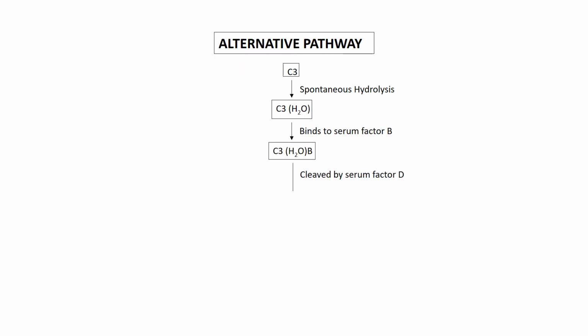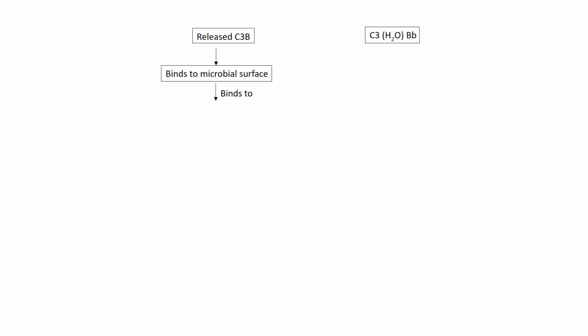The third pathway is the alternative pathway. In this, C3 undergoes spontaneous hydrolysis to form C3(H2O), which binds to serum factor B, forming C3(H2O)B, which is cleaved by serum factor D into C3b, which is released, and C3(H2O)Bb. The released C3b then binds to the microbial surface and further binds to factor B, thus becoming susceptible to cleavage by factor D and forming the C3 convertase C3bBb.